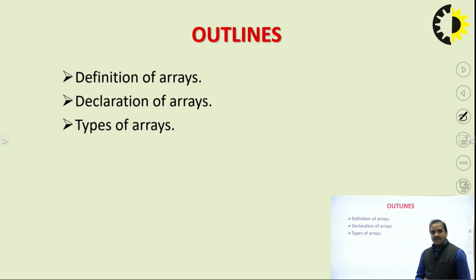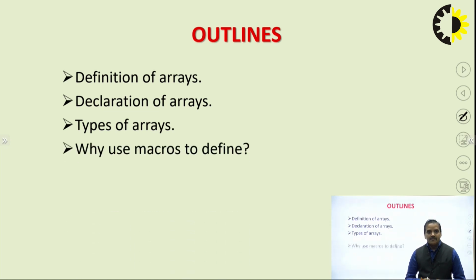The next topic is types of array. In types of array, we discuss different types, but mainly there are two types. The first one is the one-dimensional array, that is called a linear array, and the second one is the two-dimensional array, which is part of the multi-dimensional array. And multi-dimensional array is divided into different parts: two-dimensional array, three-dimensional array, and n-dimensional array.